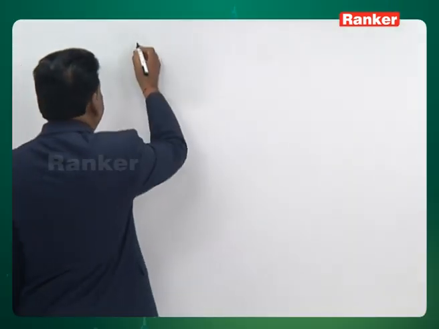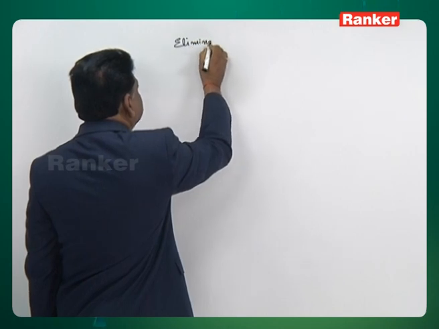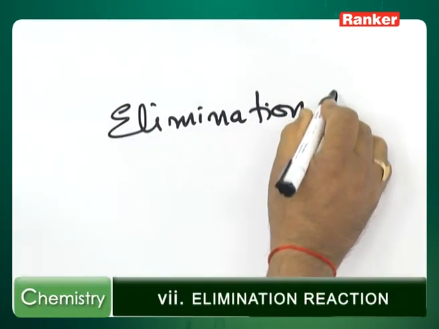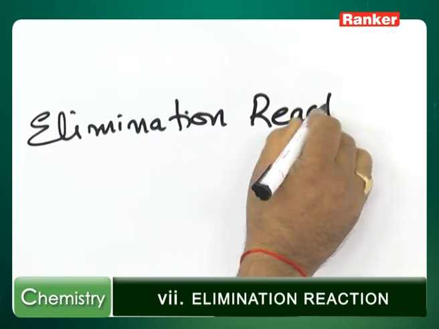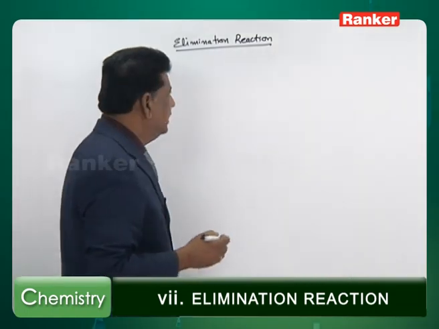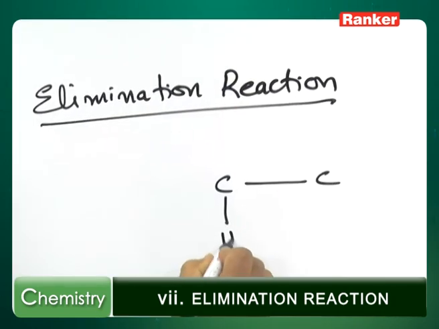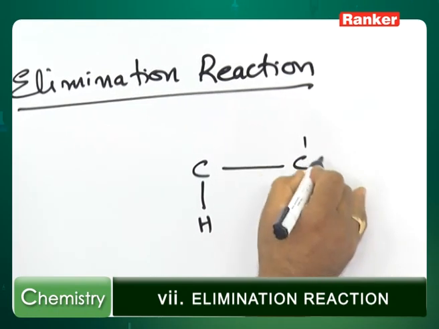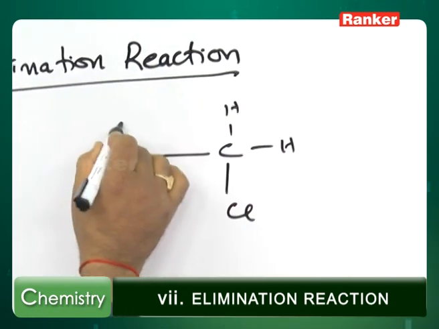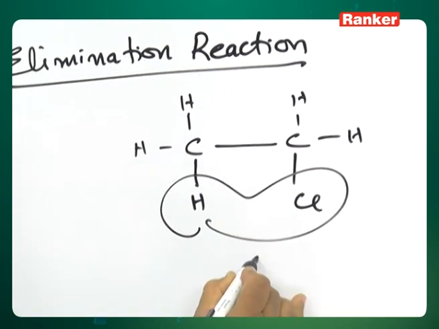So, under the types of reactions, the last reaction is elimination reaction. Elimination reaction can basically be explained like this: one H and the Cl of ethyl chloride are being removed. The molecule being removed happens to be an acid.